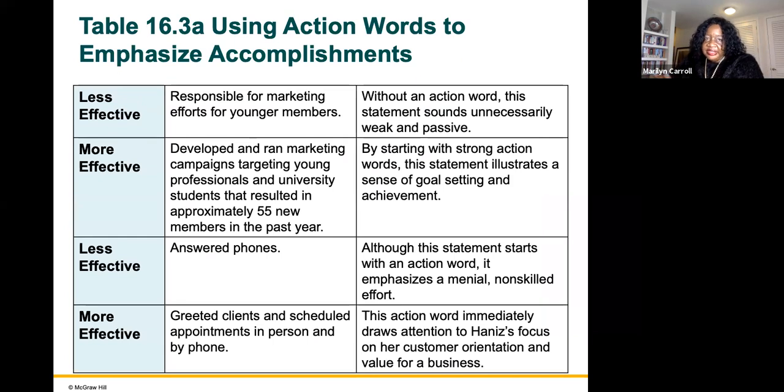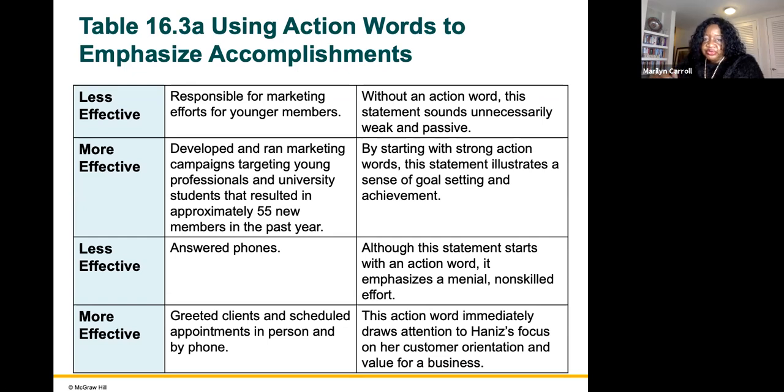So here are some examples. See, that is not good. So let's look at the first one. Responsible for marketing efforts of younger members. Instead, developed and ran marketing campaigns targeting young professionals and university students that resulted in approximately 55 new members in the past year.